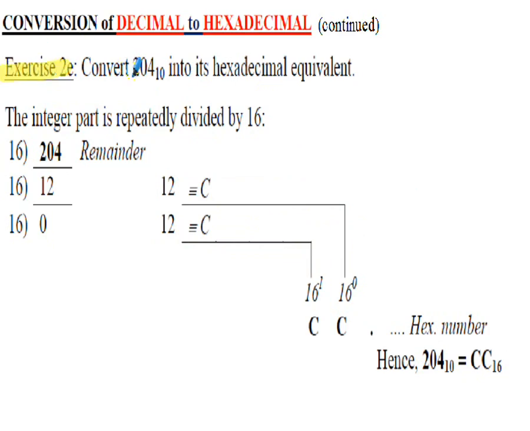Exercise 2e, we're asked to convert 204 in base 10 to hexadecimal. Again, it's an integer, so we'll repeatedly divide by 16. So 16 into 204 goes 12, with remainder 12 in this case, and don't forget 12 in hexadecimal is equivalent to C, so we write C under the 16 to 0 heading. 16 into 12 doesn't go, so that's 0, but we've got a remainder 12, don't forget again 12 is C in hexadecimal, so we write C under the heading of 16 to the 1. So 204 in base 10 is CC in base 16.